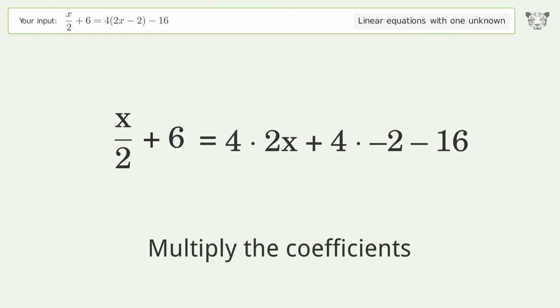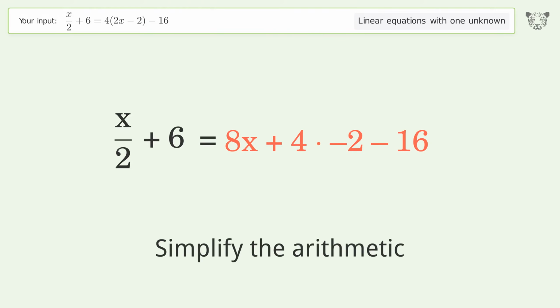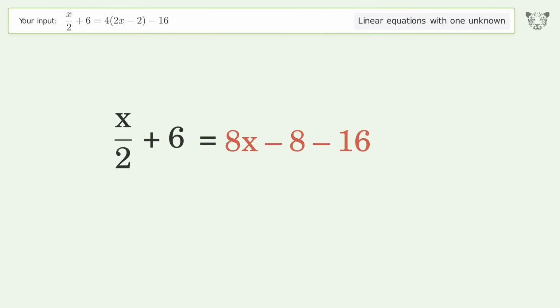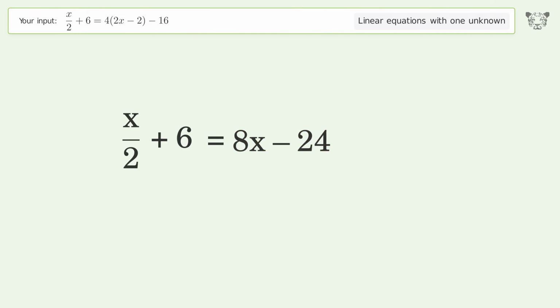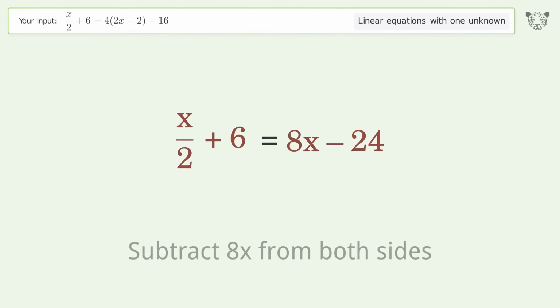Multiply the coefficients. Simplify the arithmetic. Group all x terms on the left side of the equation. Subtract 8x from both sides.